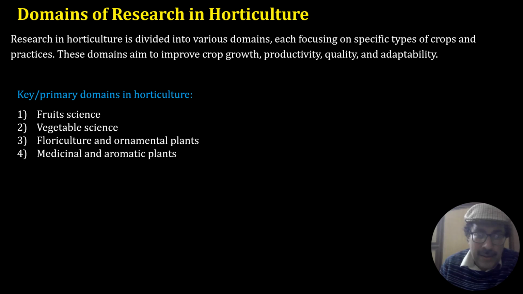Research in horticulture is divided into various domains, each focusing on the specific types of crops and practices. These domains aim to improve the crop growth, productivity, quality, and adaptability. So the key primary domains in horticulture include fruit science, the second one is vegetable science, the third one is floriculture, ornamental plants, and the fourth one is medicinal and aromatic plants.